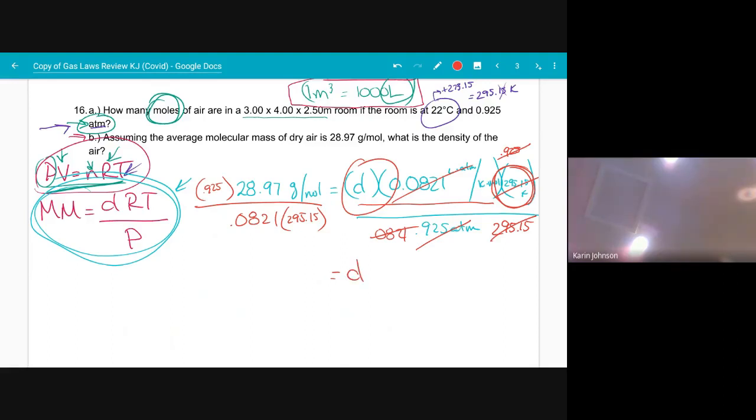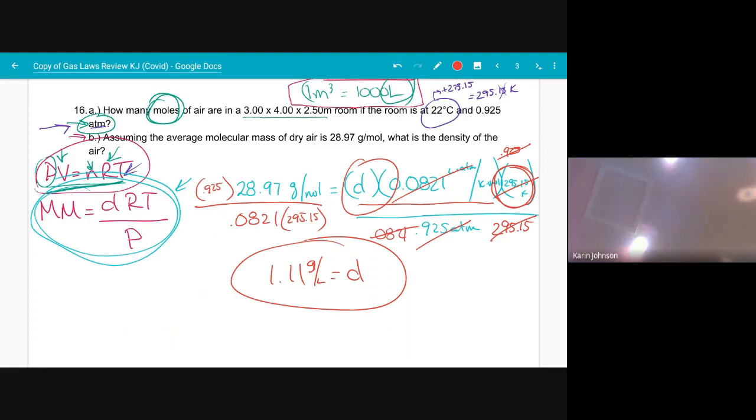we canceled off all the other variables. And then the right answer is 1 point, and I rounded it to 3 sig figs, so 1.11. And in this case, the unit is grams per liter. That's density. So that's our final answer. All right, I kind of made that one confusing. Sorry about that.